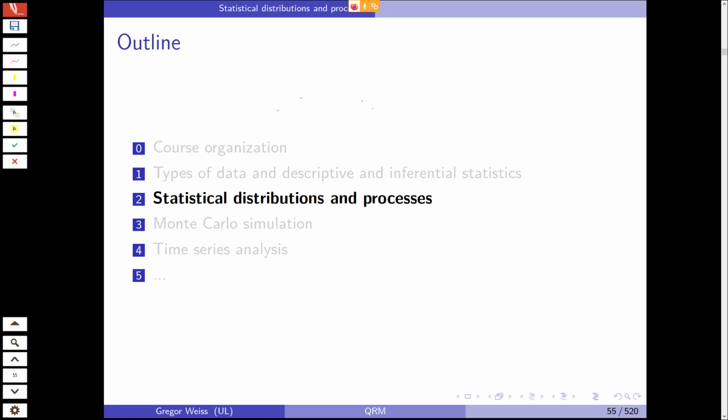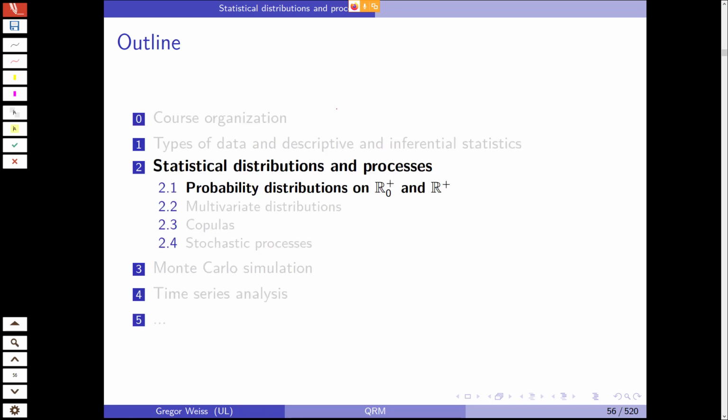What is the background here? In most applications in quantitative risk management, we have to deal with the statistical modeling of profit and loss distributions or just loss distributions. And for this, obviously, we need to use statistical distributions and certain processes, stochastic processes, and we'll discuss the most frequently used distributions and processes here before then going on and using these distributions in applications and in the modeling of financial losses.